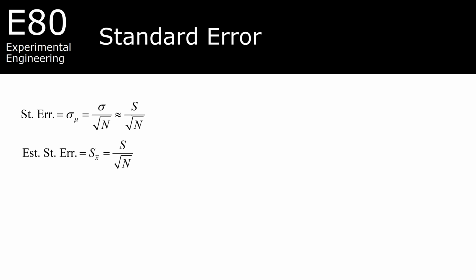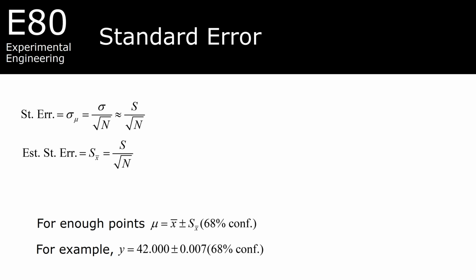If the uncertainty in our mean is distributed in a Gaussian fashion, and really aren't they all, go look up the central limit theorem if you don't believe me, then if we took enough measurements, the true mean has a 68% chance of being within plus or minus the standard error from our sample mean. We typically write this out as a confidence interval. For example, we are 68% confident that the true mean is within plus or minus 7 thousandths of 42.000.